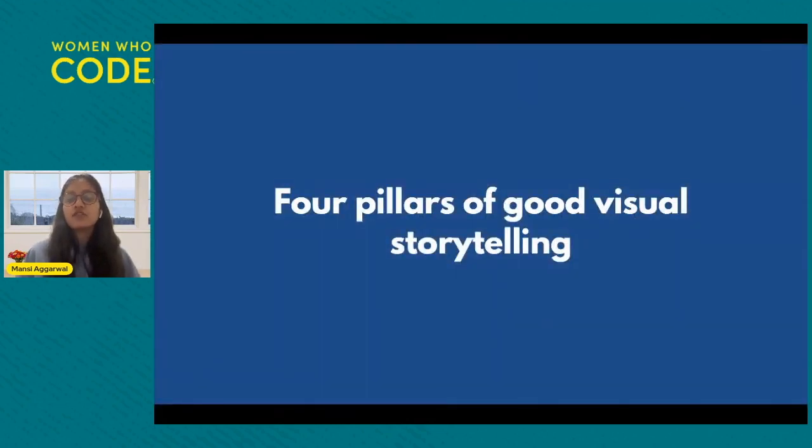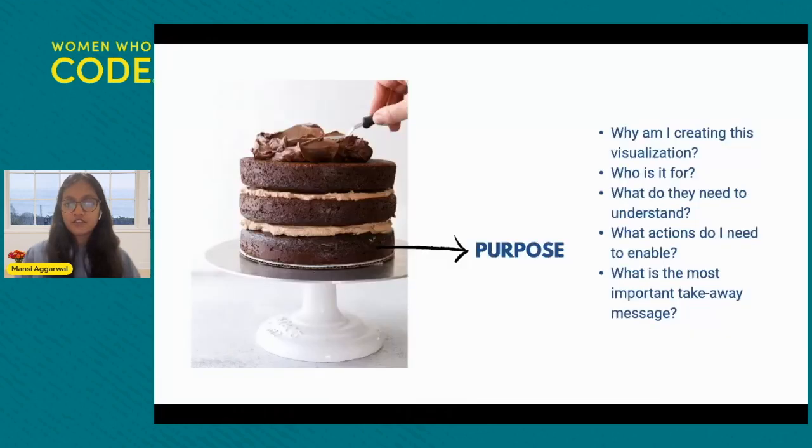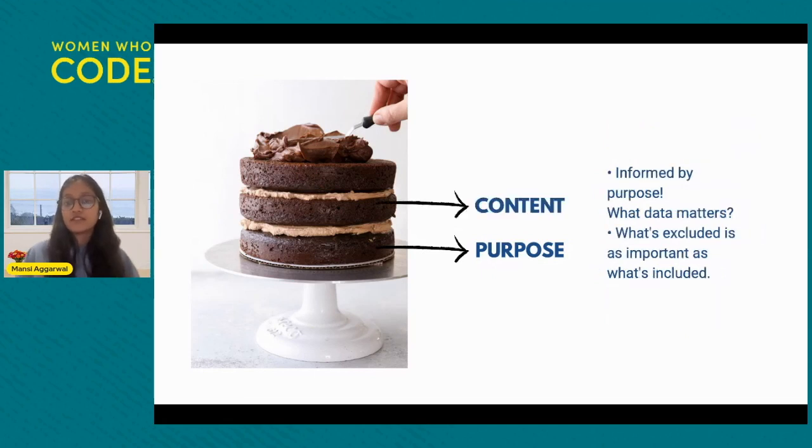What are the pillars of good visual storytelling? So, the foundation of good visual storytelling is the purpose. Why am I creating this visualization? Who is it for? What do they need to understand? What actions do I need to enable? And what is the most important takeaway message? If all these things are clear, I lay a very strong foundation for my graphs or charts.